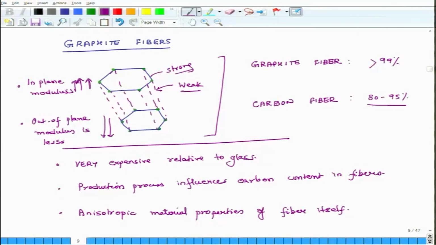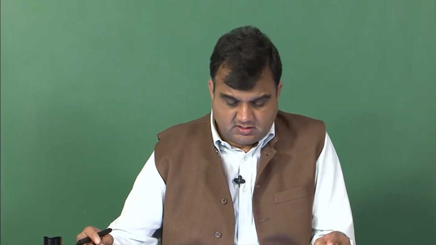This is a very brief introduction of graphite fibers. We will continue this discussion tomorrow as well, and we will learn how these fibers are produced, different ways of producing these fibers, different raw materials used to make these fibers, and what kind of material properties we have associated with these fibers. That concludes our discussion for today, and I look forward to seeing all of you tomorrow. Thank you.